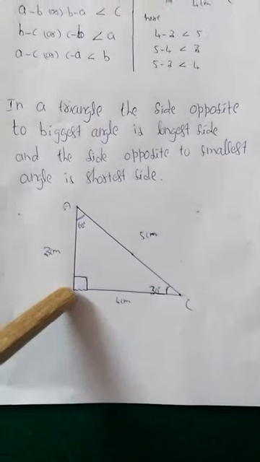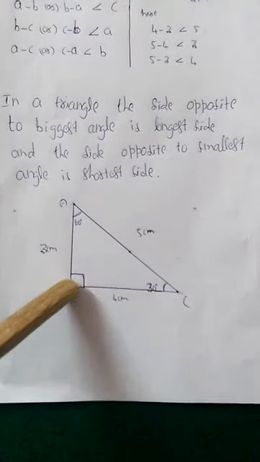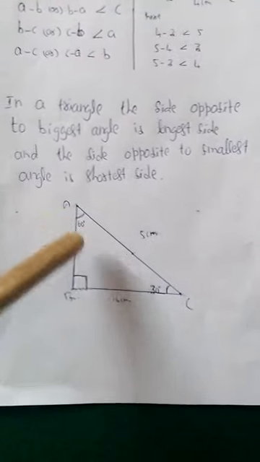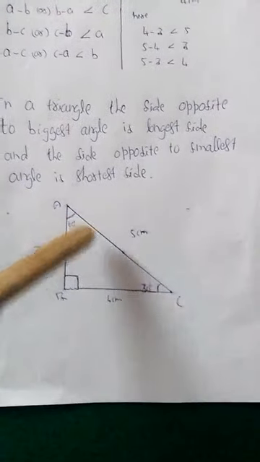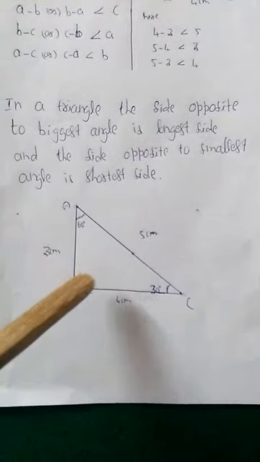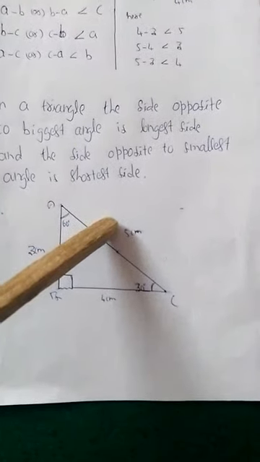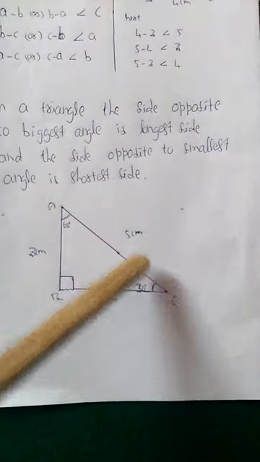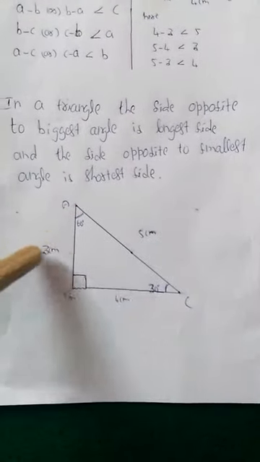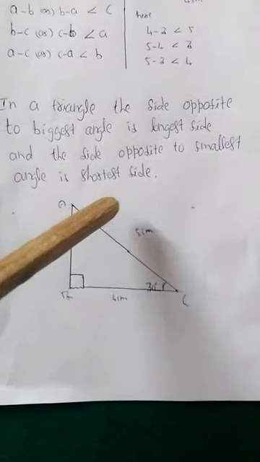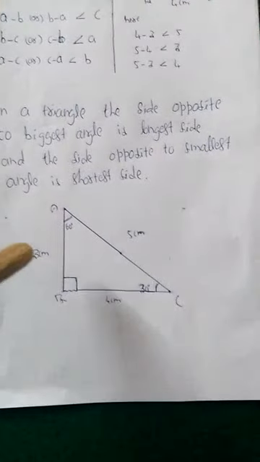The biggest angle is 90 here. Opposite to this biggest angle, which side will it be? Clearly AC. Opposite to angle B is AC. So B is the biggest angle, then the side opposite to this biggest angle is also the longest side of this triangle. See, it is 3, 4, 5, so 5 is the longest side among all three sides.